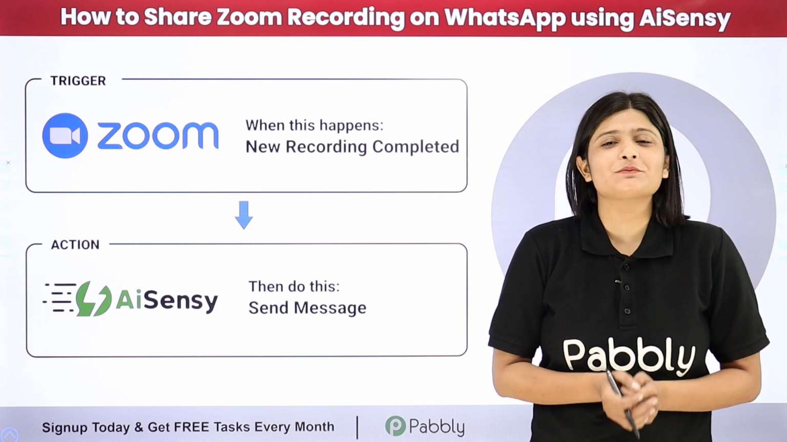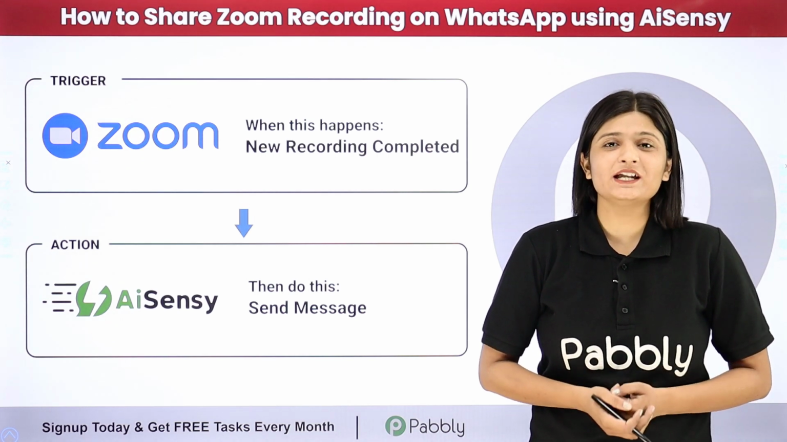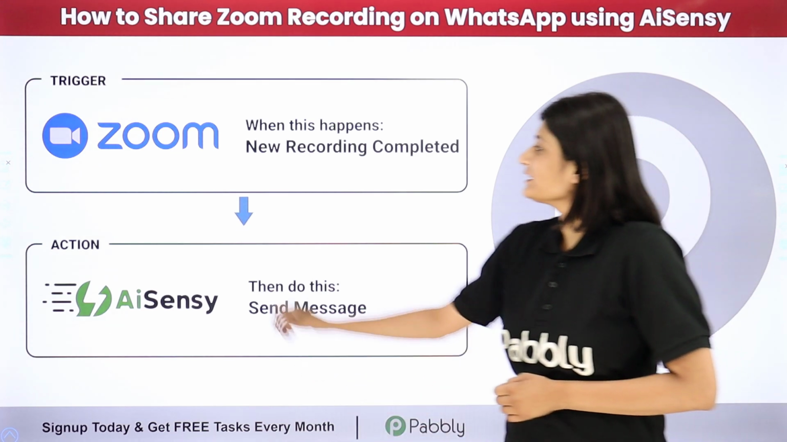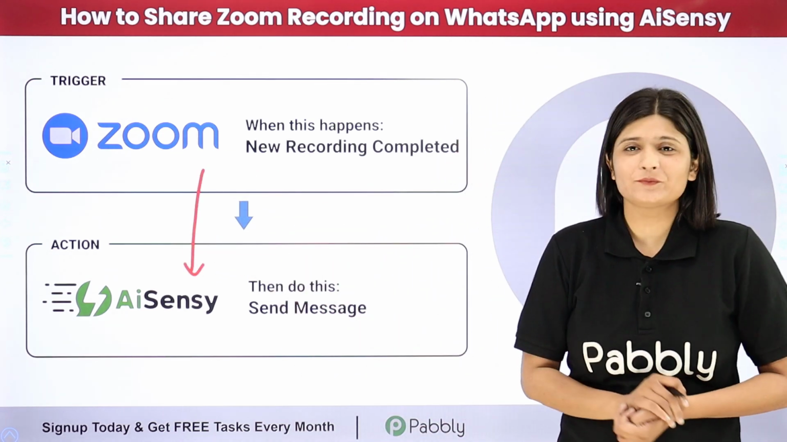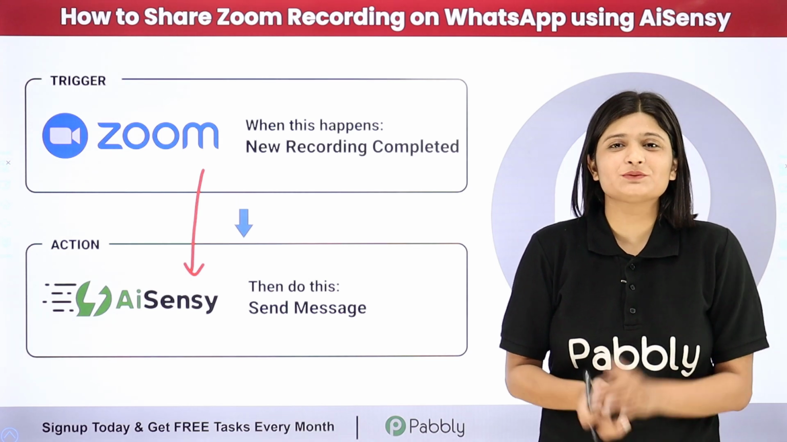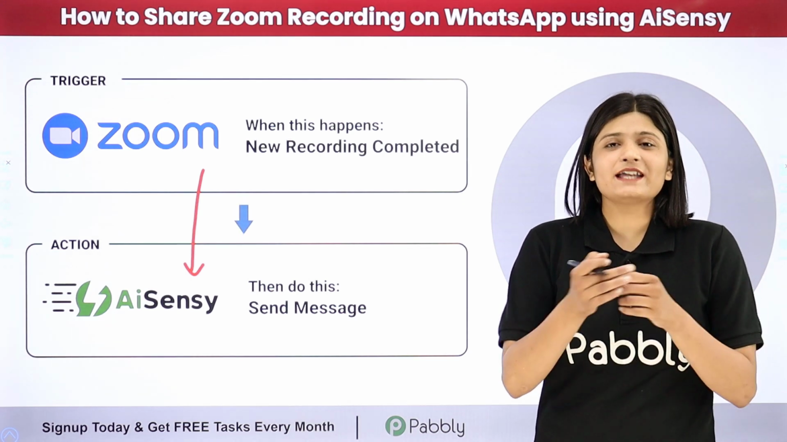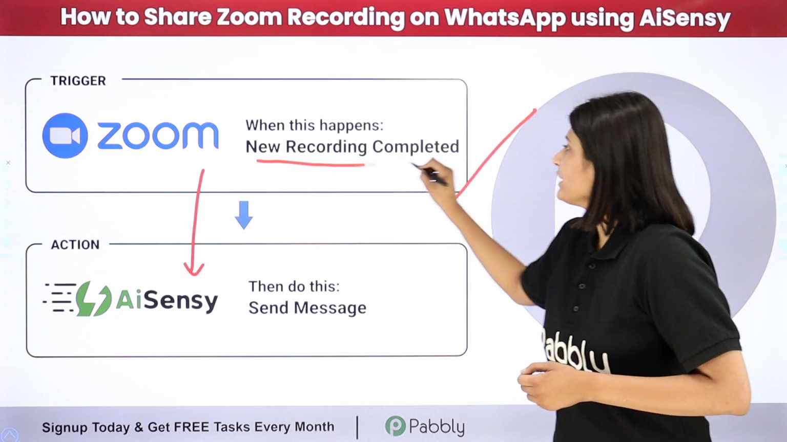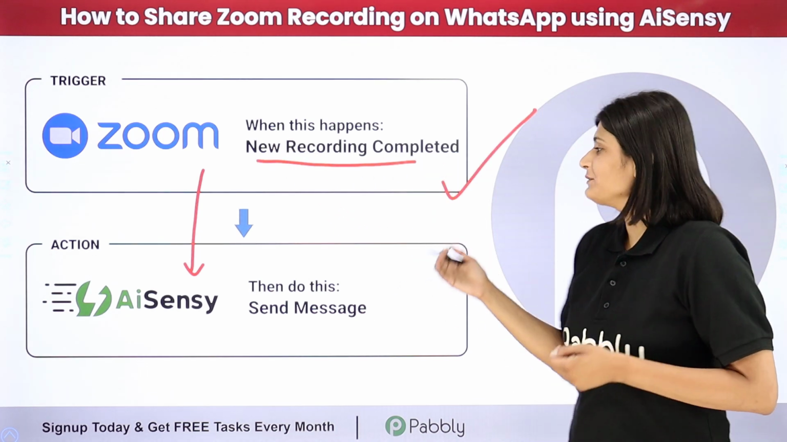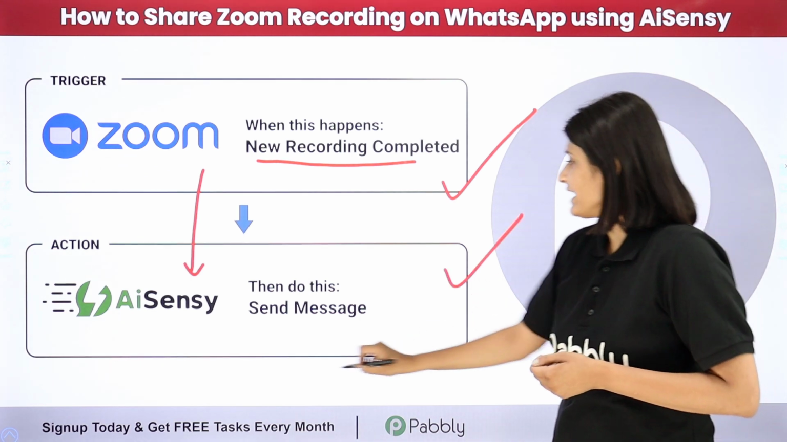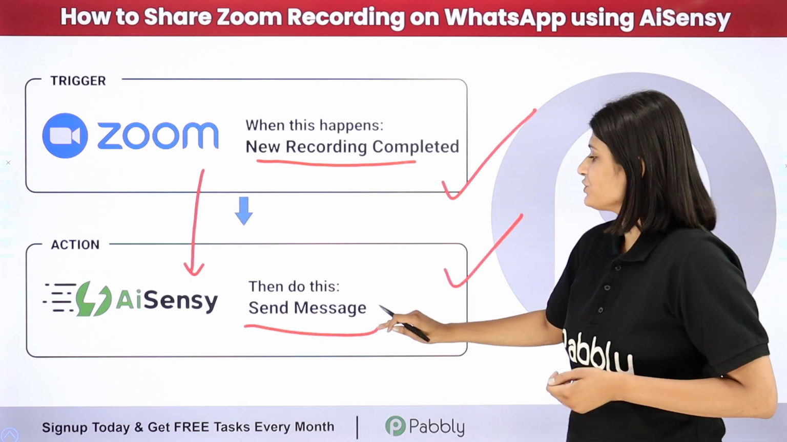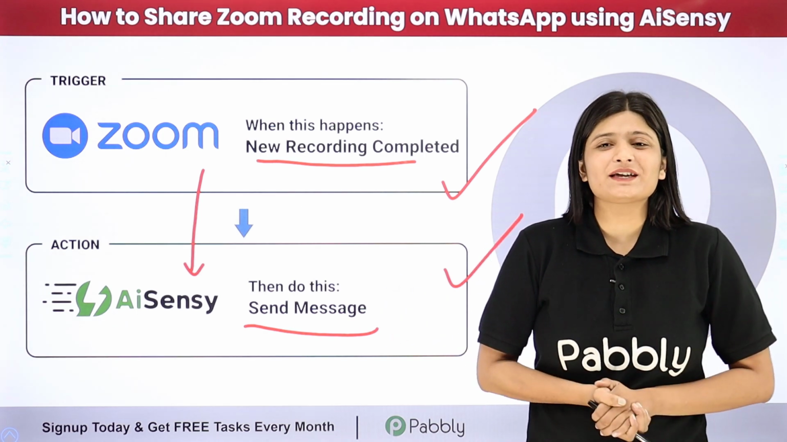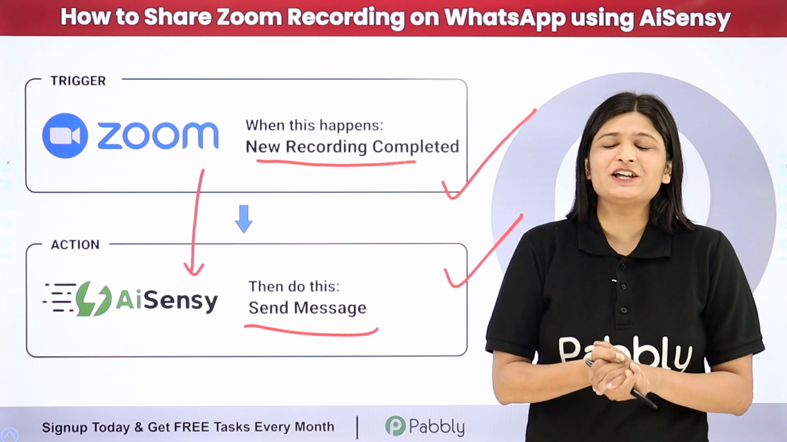Pabbly Connect is an amazing automation and integration software which requires no coding or programming skills. Here I just need to build a connection between Zoom and AI Sensei. Pabbly Connect runs on two principles, which are trigger and action. Here as my trigger application, I am going to take Zoom, where a new recording will be completed, and then in my action application I am going to take AI Sensei, with the help of which I am going to send the downloadable URL and the message. If you want to learn this amazing automation step by step, then let me take you all to my screen.